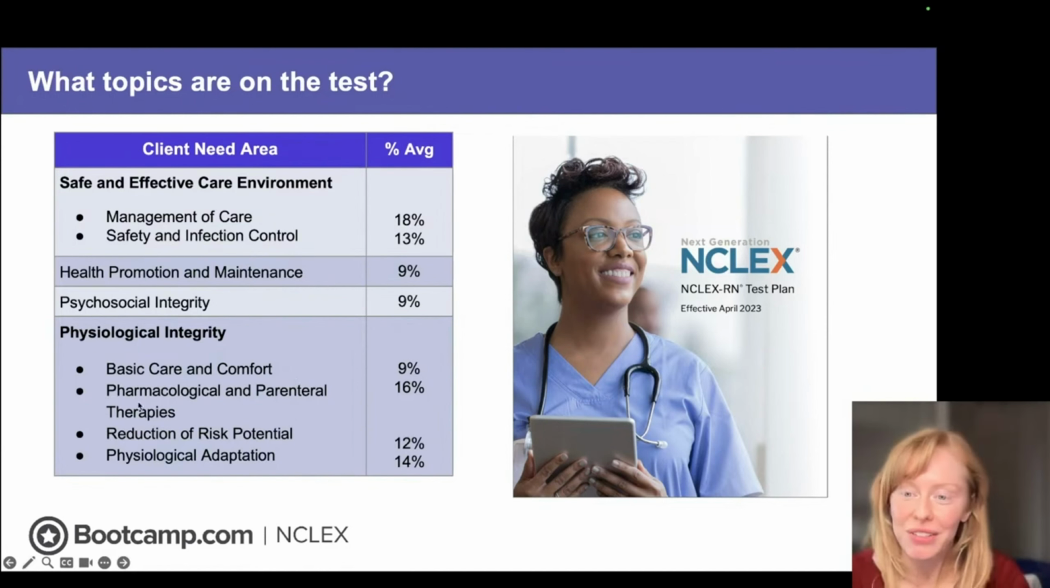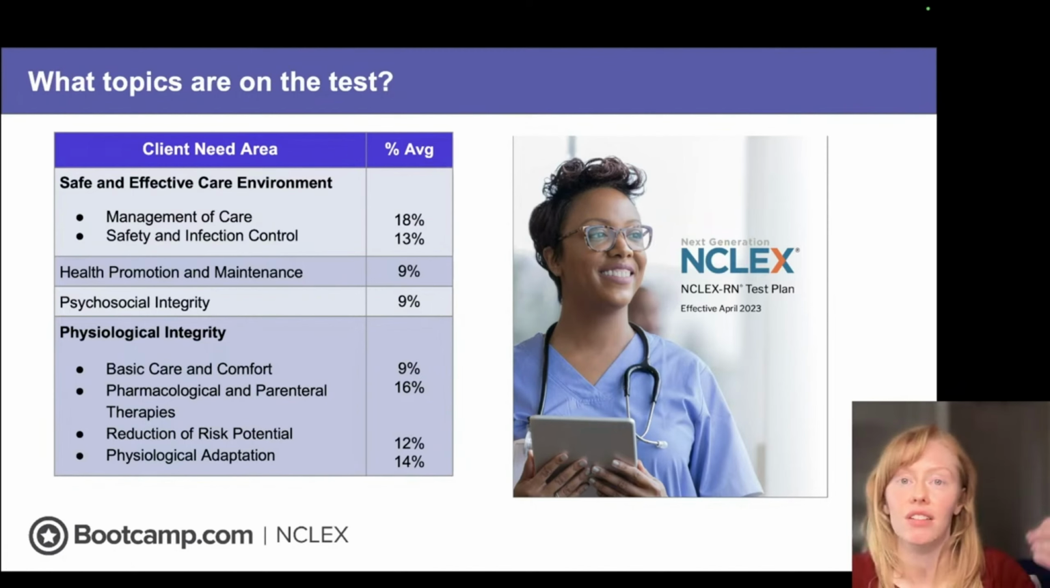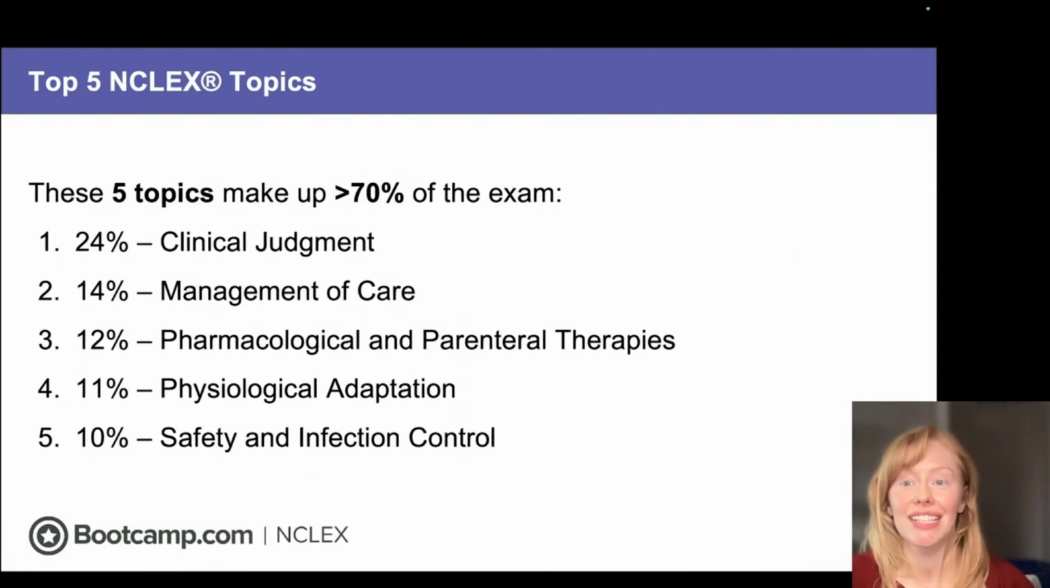Pharm, everyone's favorite. Reduction of risk potential, so preventing complications of surgeries or procedures like Foley catheter insertion. And then physiological adaptation, which is kind of the bread and butter of how to assess and manage diseases as a nurse. That seems like a lot, but actually these 5 topics make up over 70% of the exam.